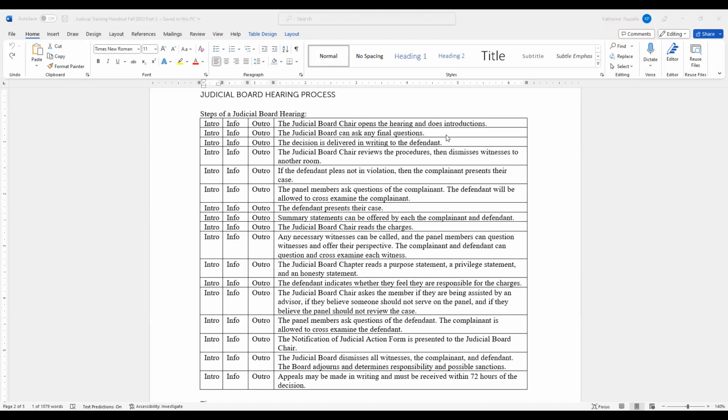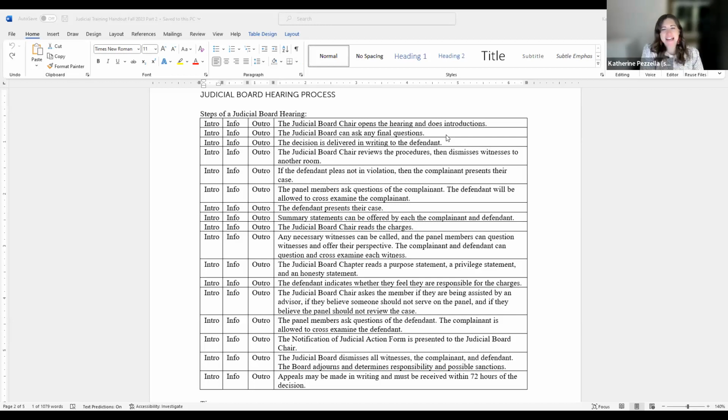The judicial board chair reads the charges. Intro. Necessary witnesses can be called. Panel members can question witnesses and offer their perspective. The complainant and defendant can question and cross-examine witnesses. Info.